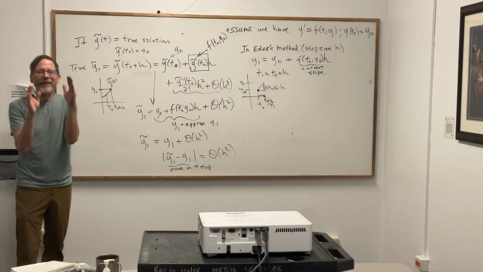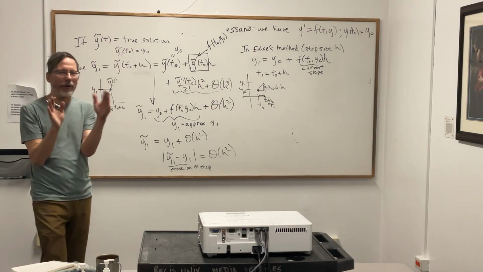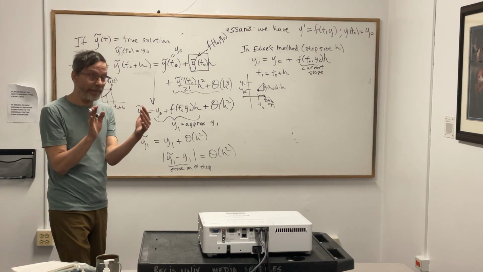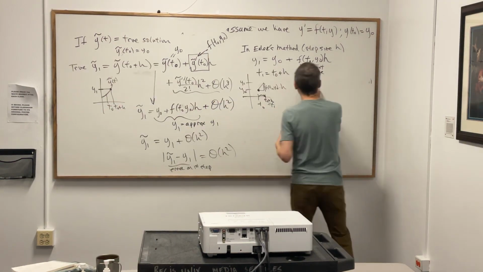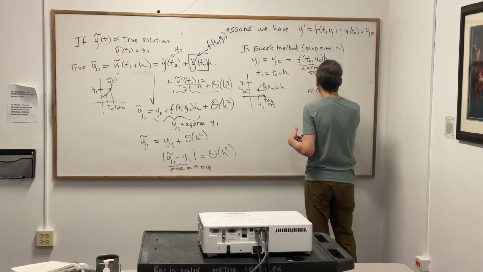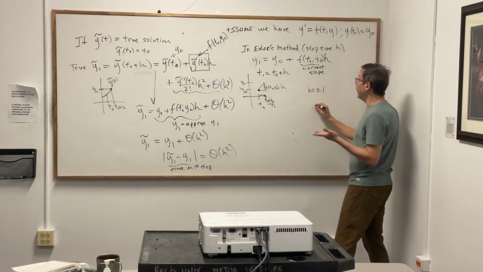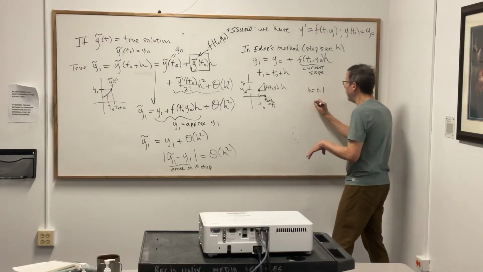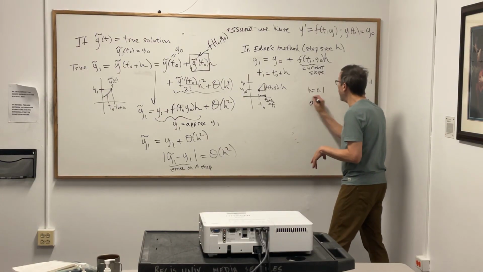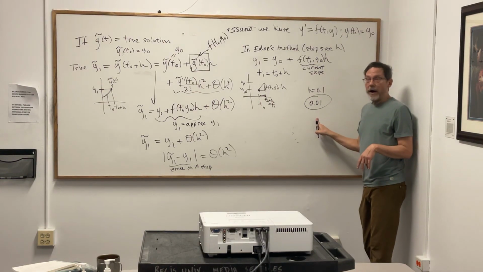So each single step of Euler's method has order h squared error. What does that mean? That means that if h is 0.1, I can assume that my approximation is within 1/100th of the truth.